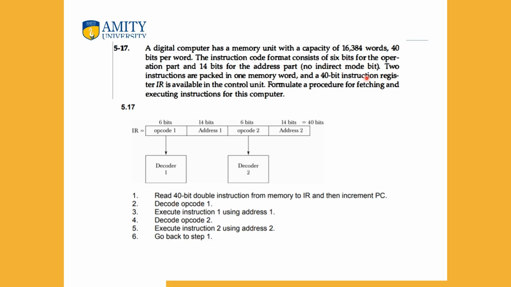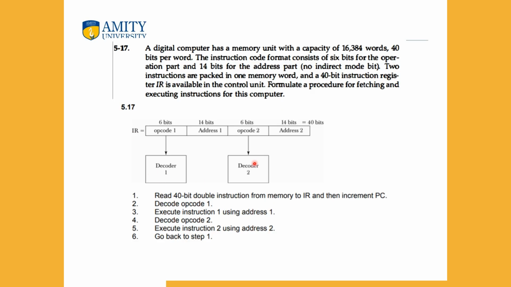So 6 bits are for the operation part and 14 bits are for the address part. 2 instructions are packed in 1 memory word, so the 2 instructions are put into 1 memory word, hence 1 word has a double instruction in it. And a 40-bit instruction register IR is available in the control unit. So the word that has 2 instructions in it is stored in IR. We are supposed to formulate a procedure for fetching and executing the instruction for this computer system.